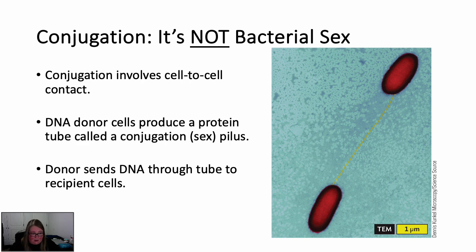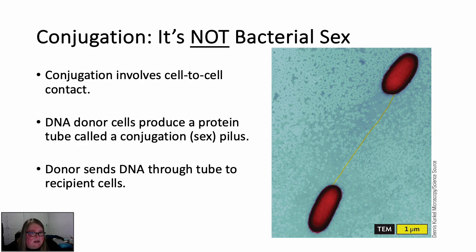Okay, so the next type of horizontal gene transfer we're going to talk about is conjugation. Sometimes people refer to it as bacterial sex. It is not bacterial sex. There's no sexual reproduction in bacteria, right? It's all binary fission.